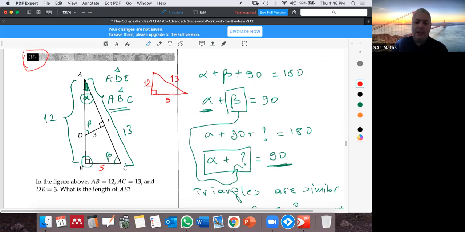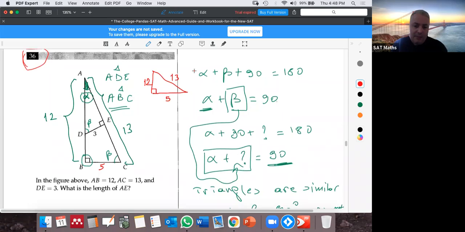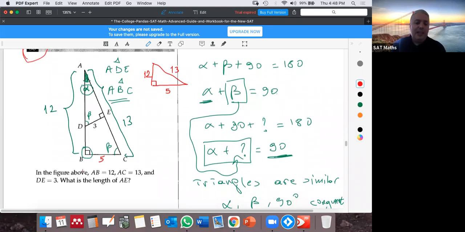If you don't remember in the exam, what can you do? 13 squared minus 12 squared is equal to BC squared, and then BC will be 5. But it is better to memorize 5, 12, 13. This is a special triangle. 10, 24, 26, for example, times 2, or 15, 36, 39, times 3. They are multiples of 5k, 12k, 13k. Also, it's possible. And then DE is equal to 3.